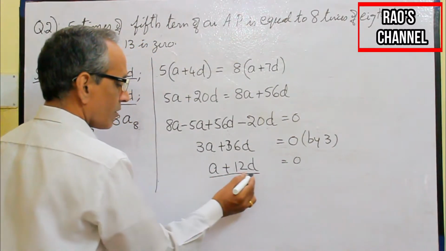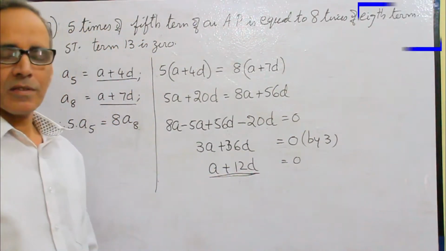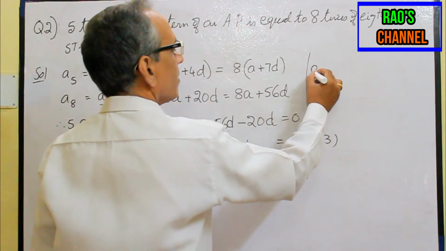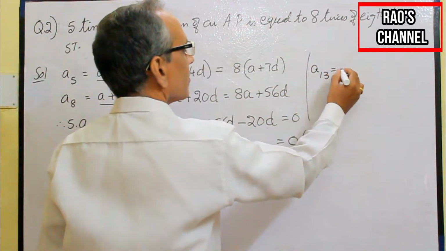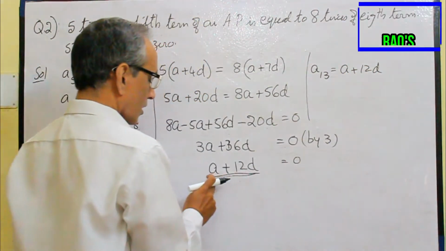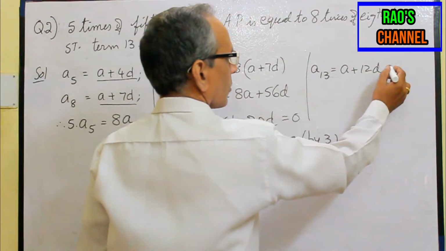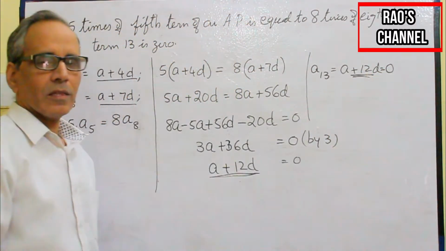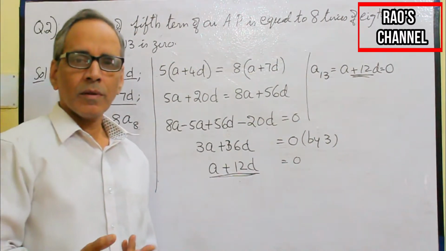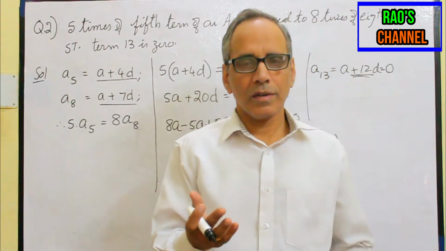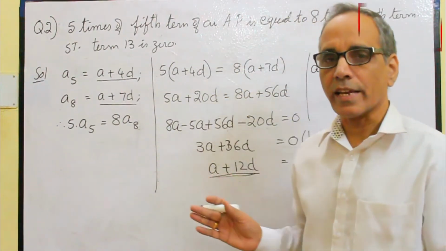So what is a plus 12d? Which term is it? The 13th term. We know term 13 is a plus 12d. We got its value as 0. So we showed that when 5 times the 5th term is equal to 8 times the 8th term, the 13th term, the sum of 5 and 8, is 0.